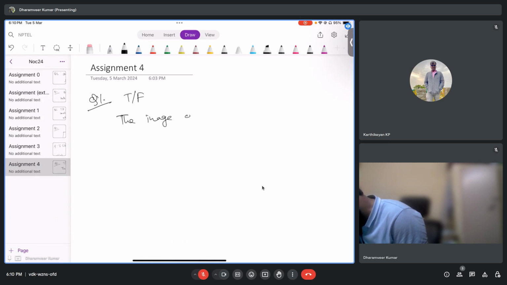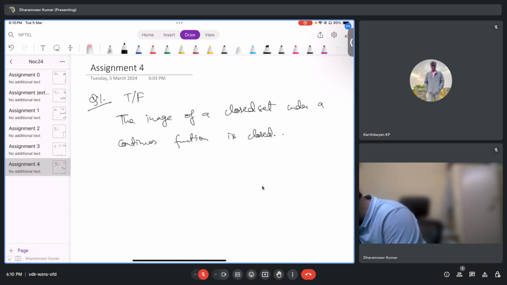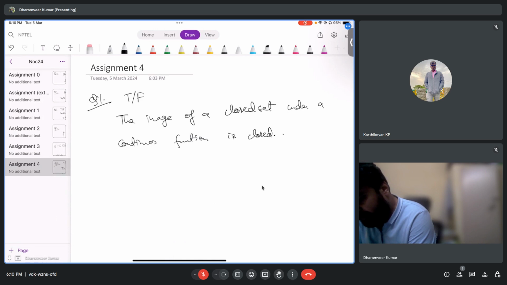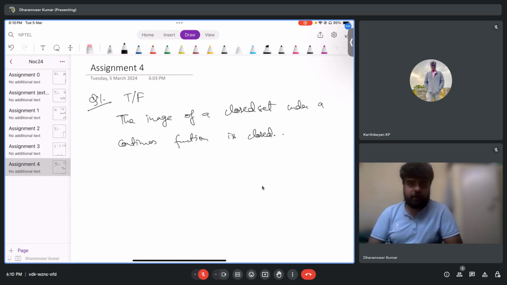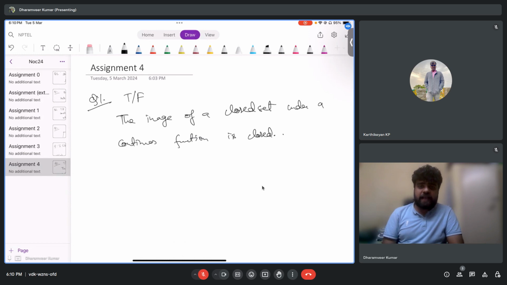the image of a closed set under a continuous function is closed. It's asking whether the image of a closed set under a continuous function is closed. For the pre-image, it's definitely true, but the image, not necessarily.